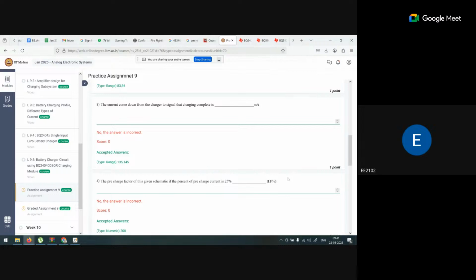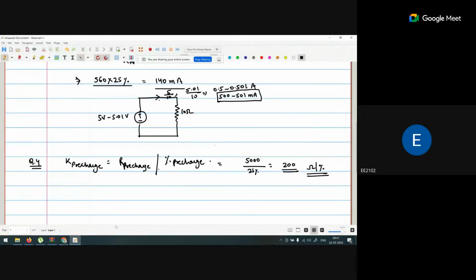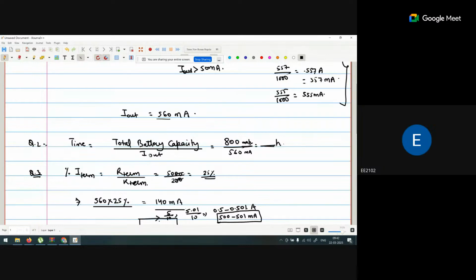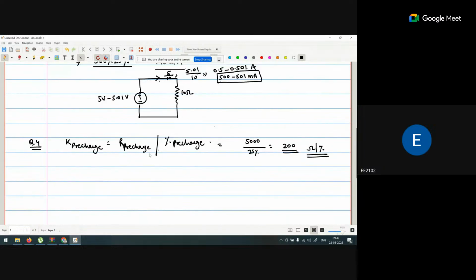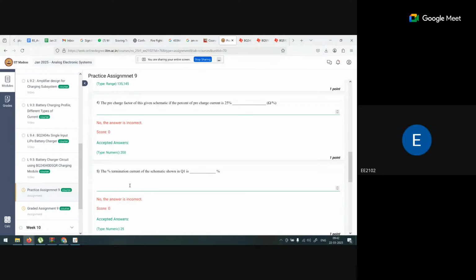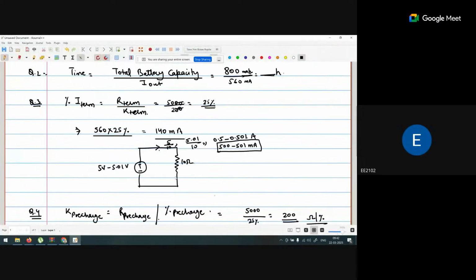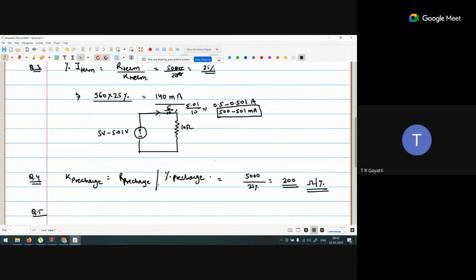Any other doubts? Question number 1, question number 3, question number 5. Question number 5 is similar. Sir, graded question number 6 to 8.